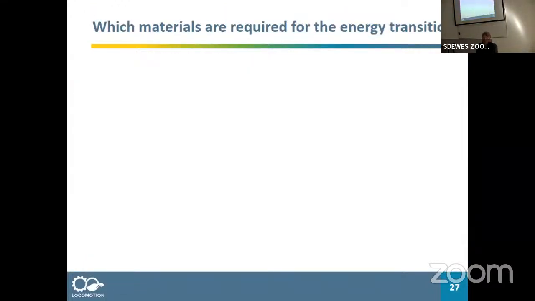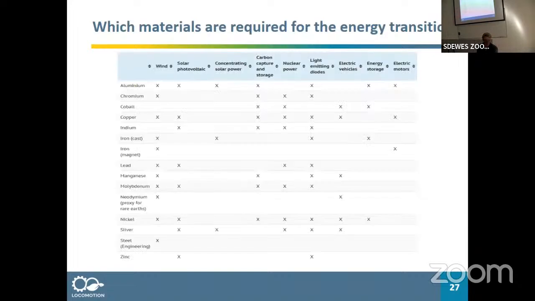So, which materials do we require for the energy transition? Here you have, I think you can't see that very well, a list of different technologies and the different kinds of materials that they require. There you can see a cross. I don't agree with some of the crosses, because iron or steel should be crossed on more of the things because it's required to build pretty much every kind of technology. Maybe photovoltaic, not necessarily, but if you build a nuclear power plant, you will probably also use steel at some point.